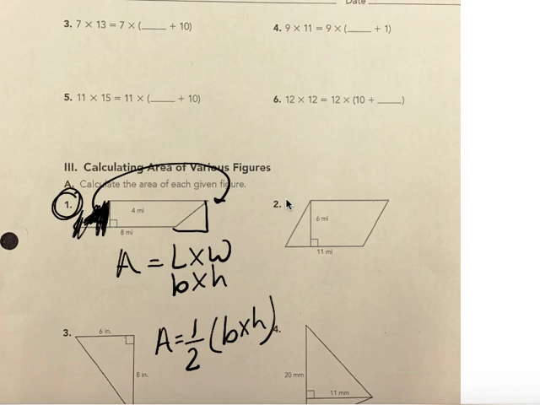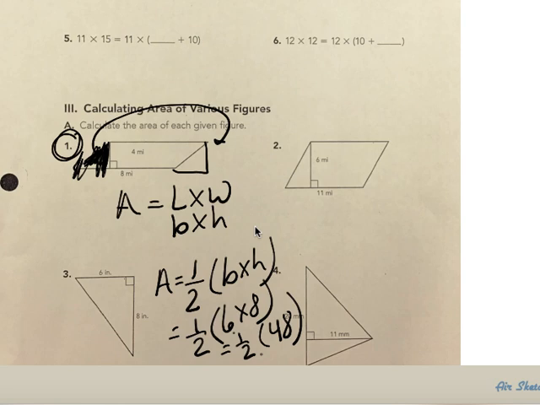So we plug in our numbers, and we have 1/2. The base is 6 and the height is 8. Then you continue to work it out. So it would be 1/2 times 48. I'm trying to make this so you can see it easier. There you go. So 1/2 of 48 ends up being 24 inches squared.